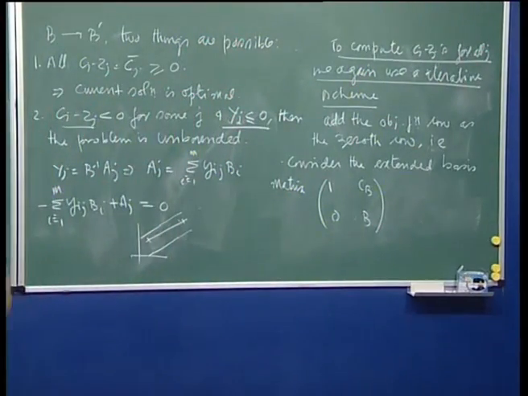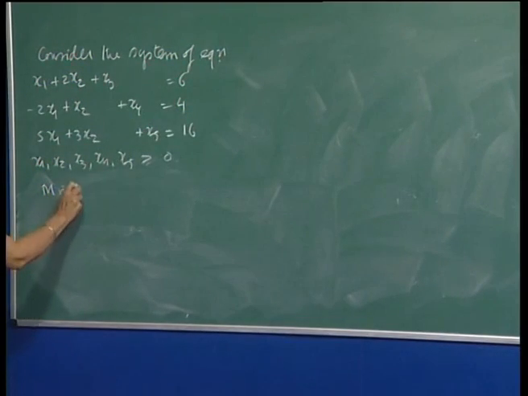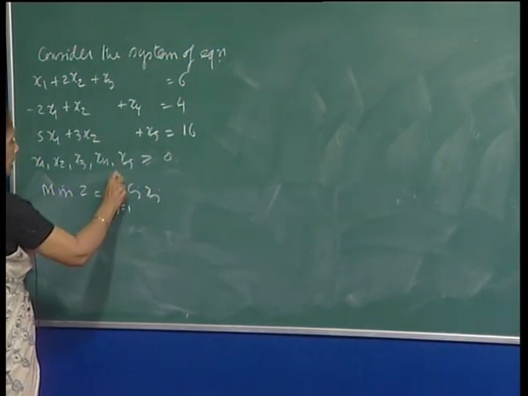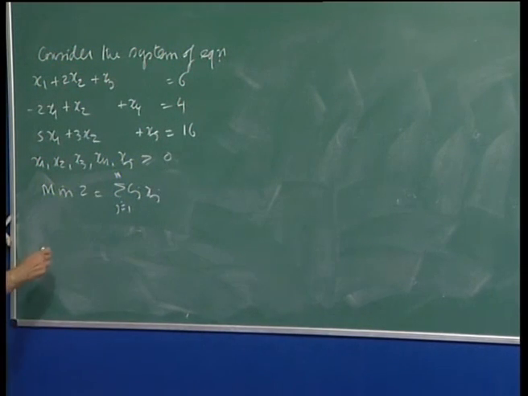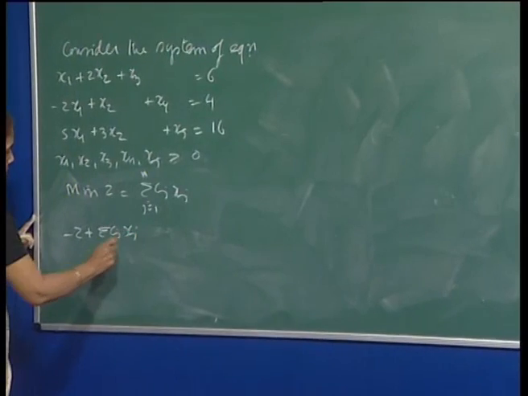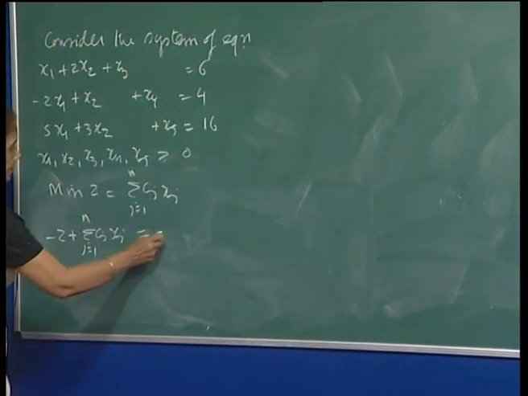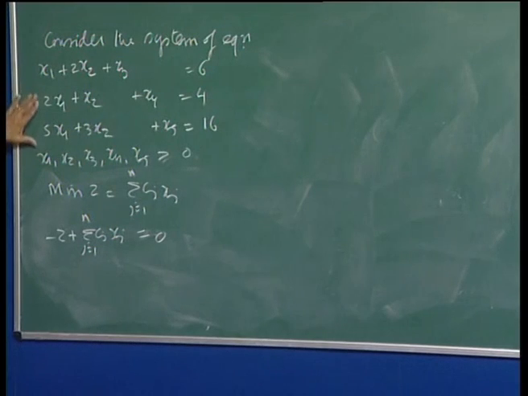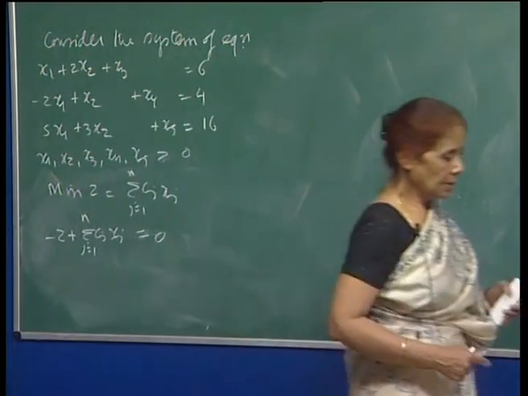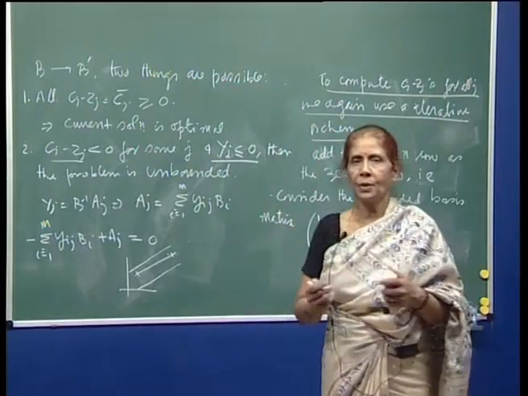In other words, since you have minimization of z equal to summation Cj xj, j varying from 1 to n, what I am suggesting is that we just consider this as an equation. So, it will be minus z plus summation Cj xj, j varying from 1 to n, equal to 0. So, to the already given constraints A x equal to b, I am going to add this also as an equation, right. And therefore, my basis matrix will then become m plus 1 by m plus 1.